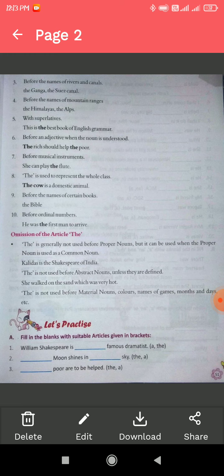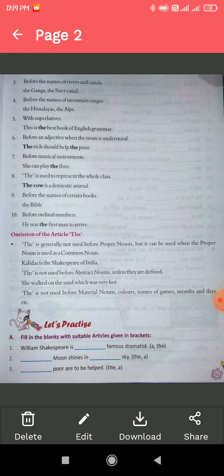Fourth point, we can also use the article the before the names of mountain ranges. There are so many names of mountains, like the Mount Everest, the Himalaya, the Alps. So before that we must use the article the. Point number 5, with superlative.